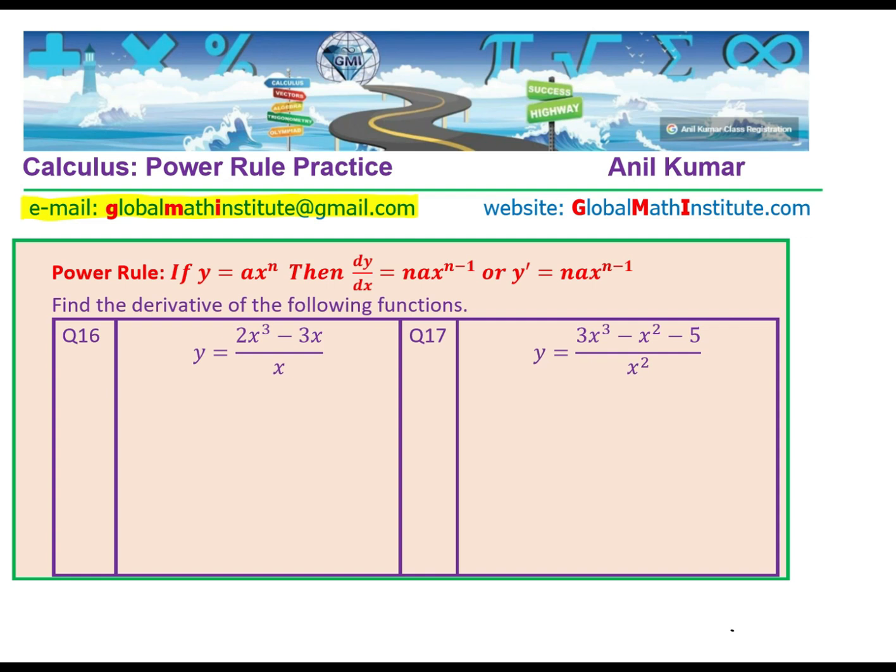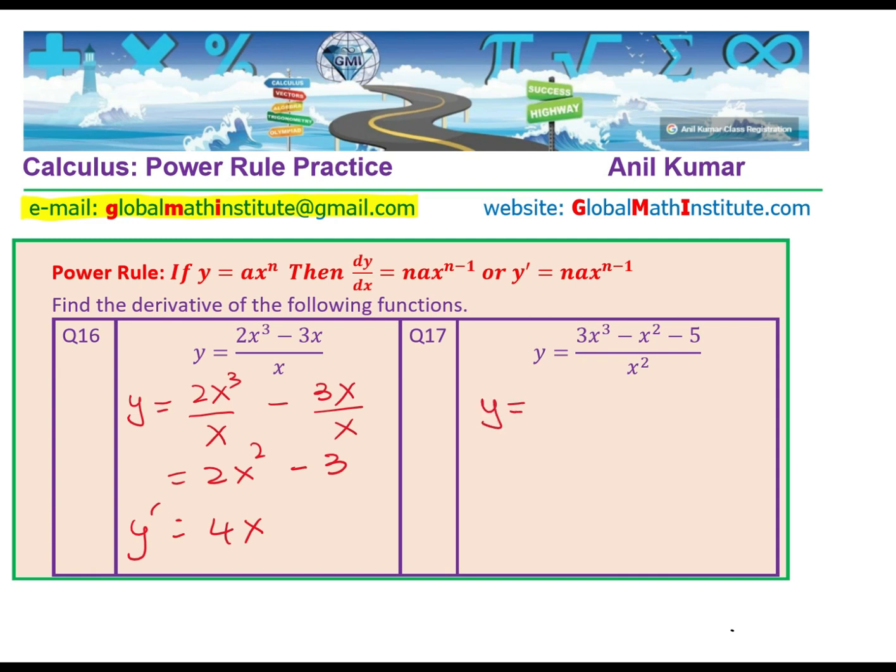So here, when you expand, what do you get? Well, you could think like 2x cubed divided by x minus 3x divided by x. That helps, right? So we get 2x squared minus 3, and the derivative, therefore, will be 4x. Constant derivative is 0. Similarly, you do the next one.